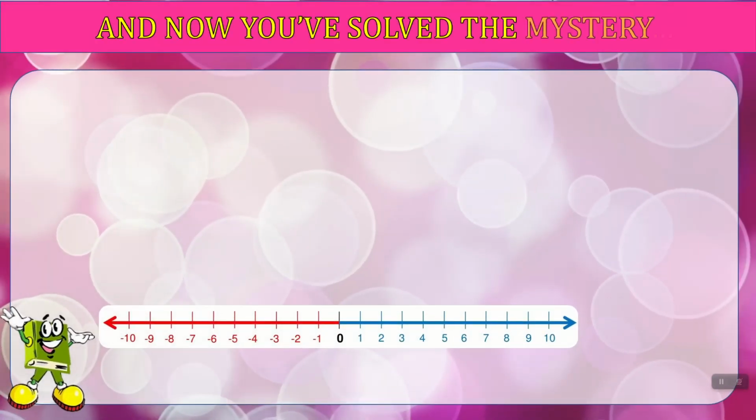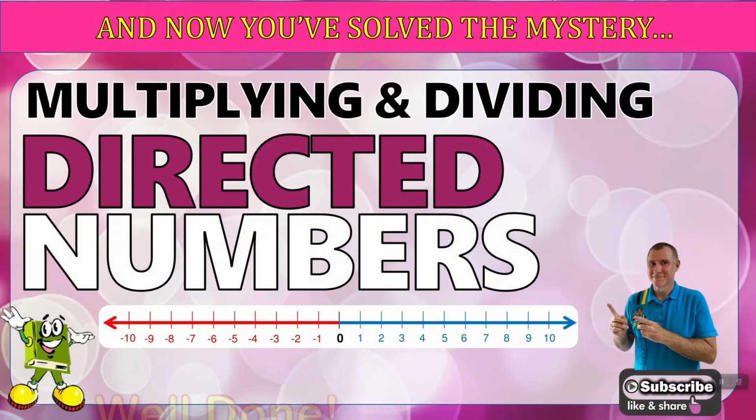And now you've solved the mystery, hopefully, of multiplying and dividing directed numbers.